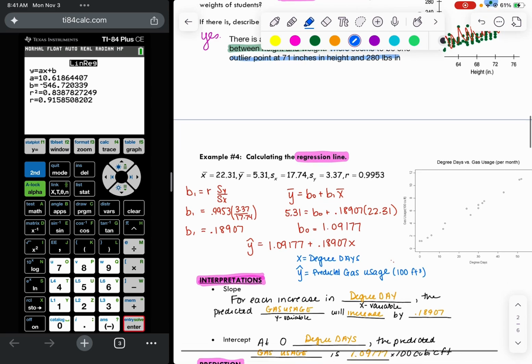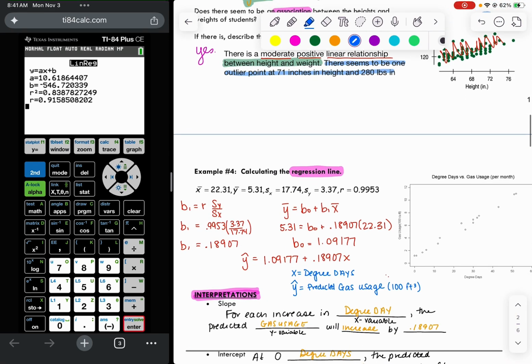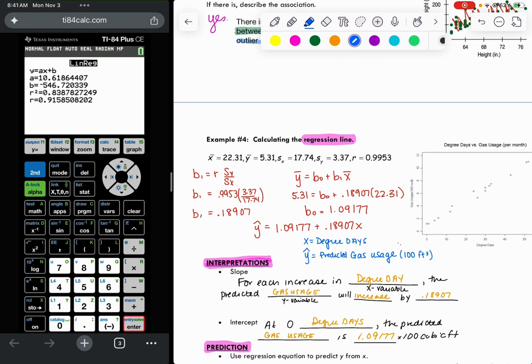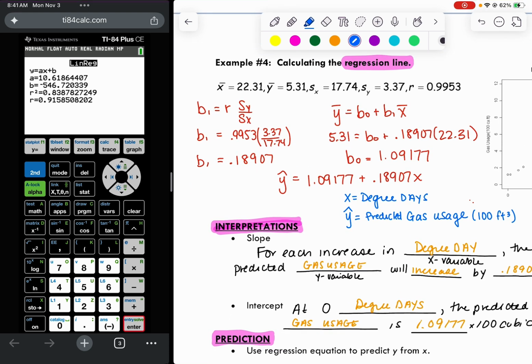Last but not least, on the last page, guys, notice the difference between question number 2 and question number 4. Question number 2 gave you the data set directly. Question number 4 didn't give you the data. Yeah, they gave you a scatter plot, but you can't figure out where those points are. So if they give you a mean and a standard deviation and the correlation coefficient, that's when you're going to have to use the formula to find your slope using the standard deviations.